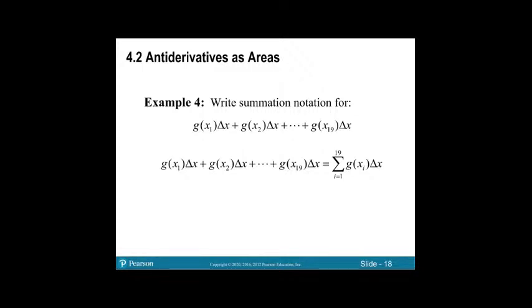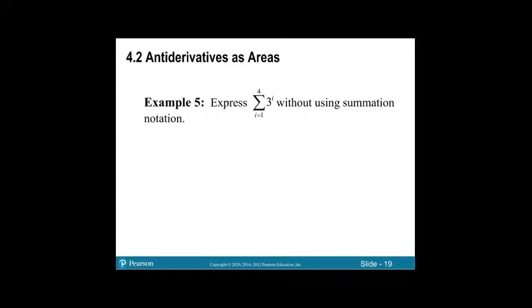Express this without using summation notation. Even though the original is right there, I still like to write a copy. As i goes from 1 to 4, we have 3 to the power of i. Let's expand this out. First, let i be 1. So this is going to be 3 to the power of 1 plus the next one. Now i is going to be 2, 3 to the power of 2 plus the next one. We keep going until i becomes 4. So we're going to say 3 to the power of 3 plus 3 to the power of 4.